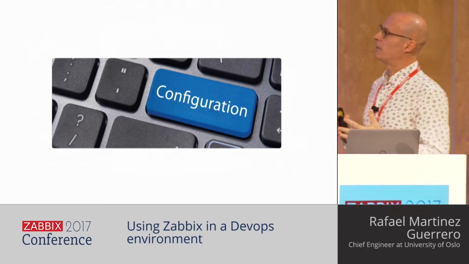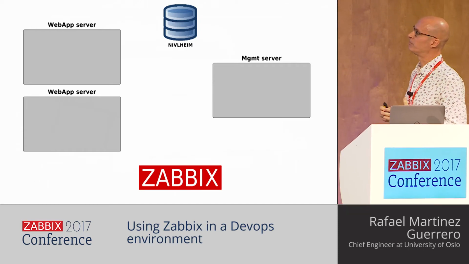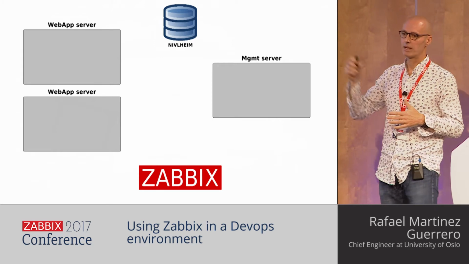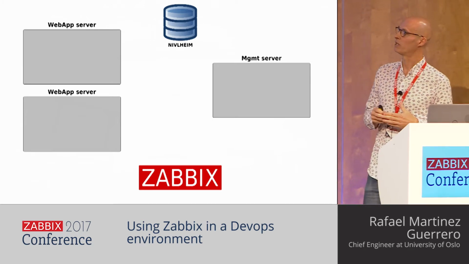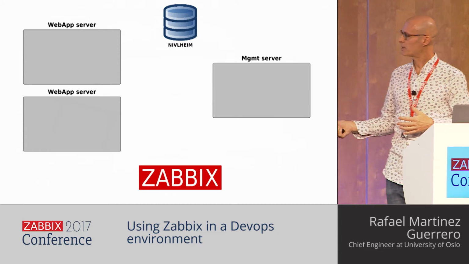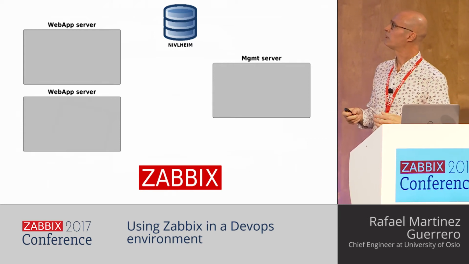With all the servers identified, we can start configuring Zabbix. What we did to configure Zabbix was this. We have all the servers running these web applications. We have Nilheim, our central database, the data source with the information we need to automate the server, Zabbix. We have our Zabbix installation that we have to automate and configure. And we have a management server where we run our automation scripts.